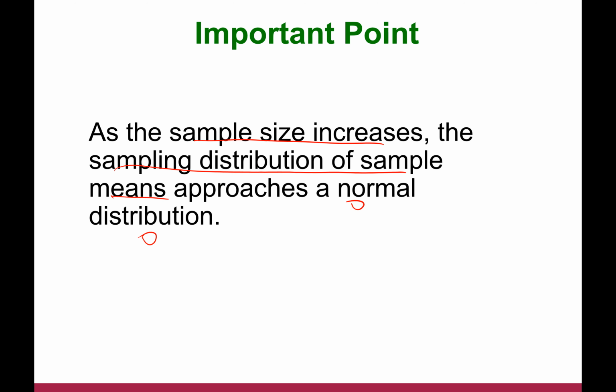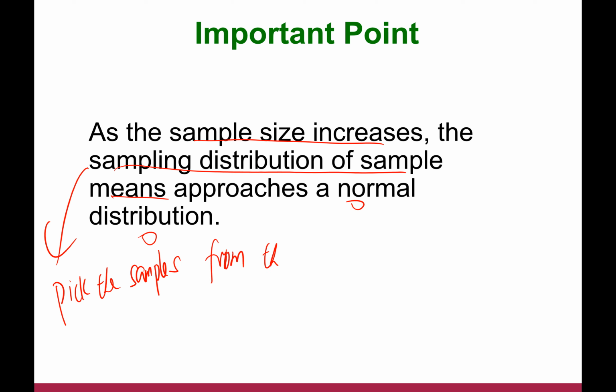So picking samples from the population is called a sampling distribution. This process is called a sampling distribution.